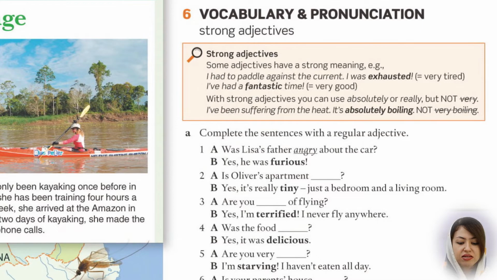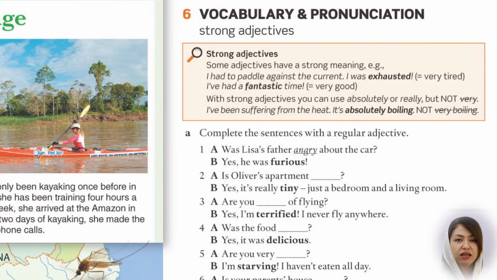So here, is Oliver's apartment small? Yes, it's really tiny. Just a bedroom and a living room. Tiny means very small. So the next part. Are you scared of flying? Yes, I'm terrified. I never fly anywhere. Terrified. What is the normal adjective for terrified? Very scared. Okay, here you can say, are you scared of flying? Like this.